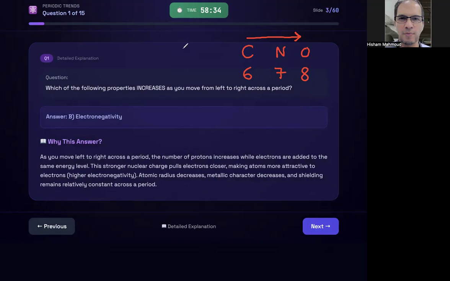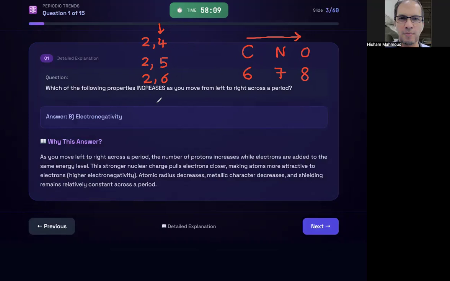While this is the same energy level, carbon has 2 electrons in the first, 4 in the second, nitrogen in the second, and oxygen in the second. So it is still the same second energy level. This stronger nuclear charge, because the number of protons increases, pulls the electrons closer and makes the atom more attractive to the electrons. This is called higher electronegativity.